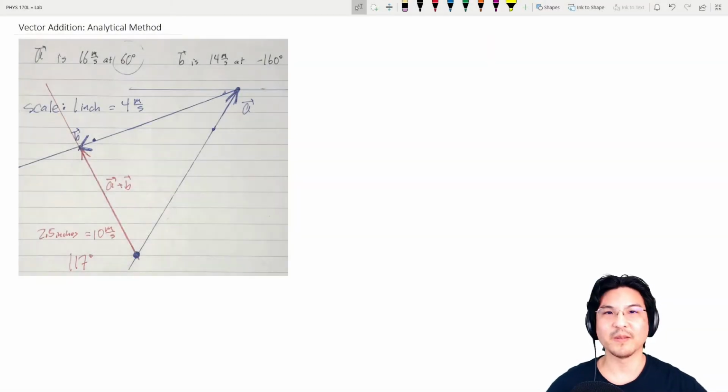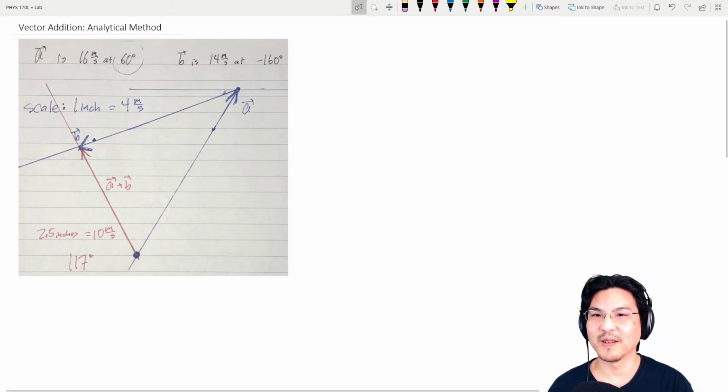Everybody. So now that we covered the graphical method to add vectors, let's talk about the analytical method, which is to decompose vectors into components, and then you add up the components to get the resultant. So I'm just using the same example from last week. So here is vector A.